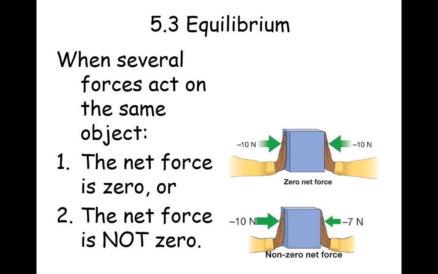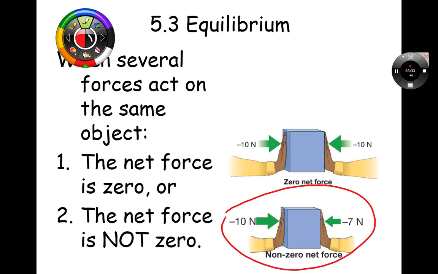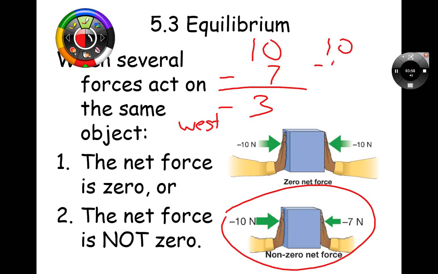Find your balance. When several forces act on the same object and they cancel out, the net force is 0. If they don't cancel out, the net force is not 0. That makes sense. In this bottom example, I have 10 minus 7, so it's no longer 0. My net force is going to be 3. And it's not just 3, but in which direction will it head? It's a negative direction, so that one will head west. In the one above, I have 10 minus 10, which gives me 0. So the net is 0.